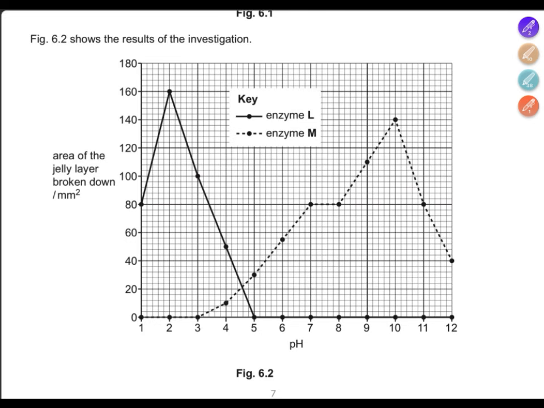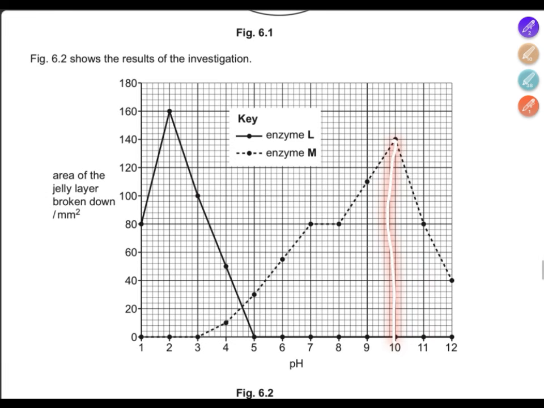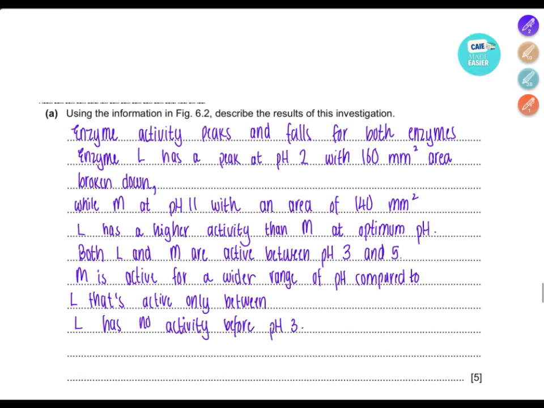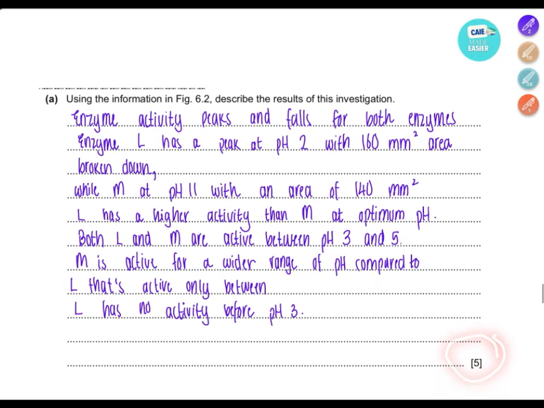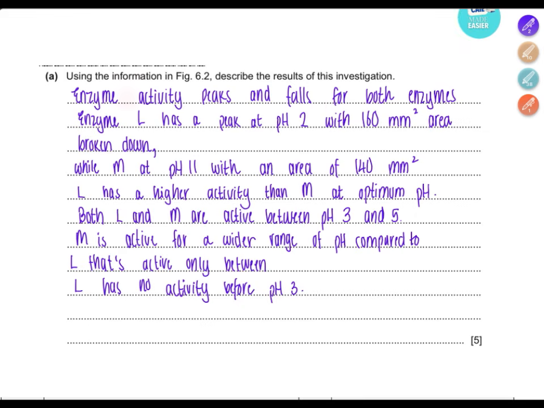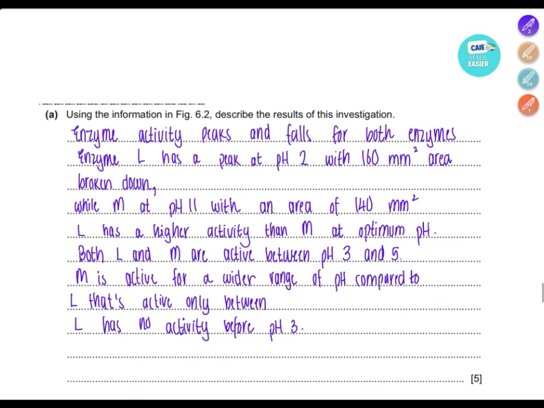So you can see that both of them have different optimum pH. The optimum pH for enzyme L is 2 because that has the highest activity of 160 millimeters square. And enzyme M has the optimum pH of 10 because that has the greatest area broken down at 140 millimeters square. I've even written them here. Let's read them first. Notice this is for 5 marks, so you need to have 5 points. But I suggest you write at least 6 or 7 or 8, as many as you can, because sometimes you may think that you have already written 2 points, but for them that could be just 1 point. So write as many as you can.